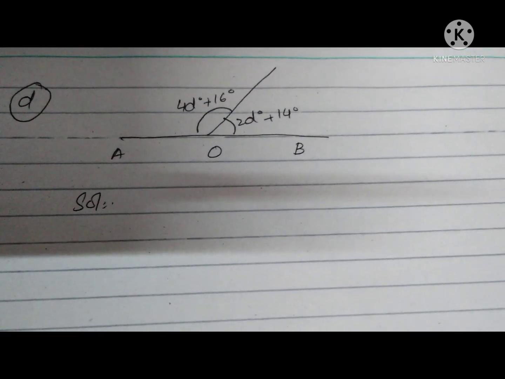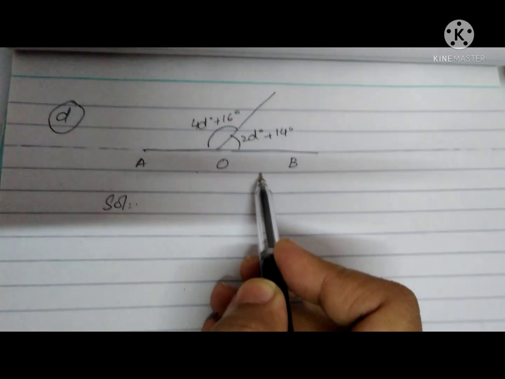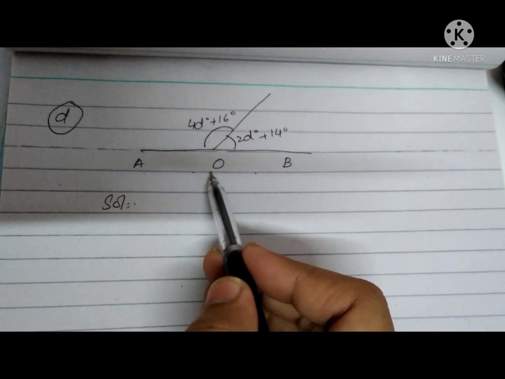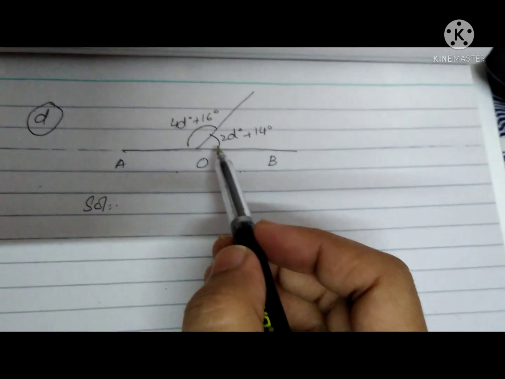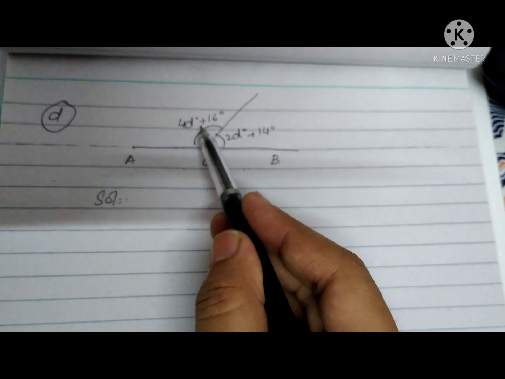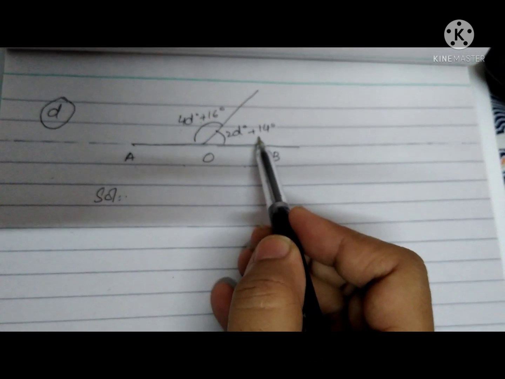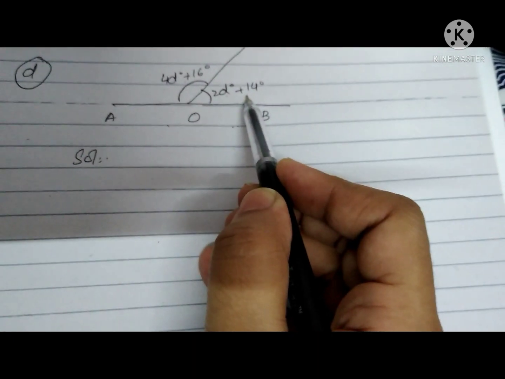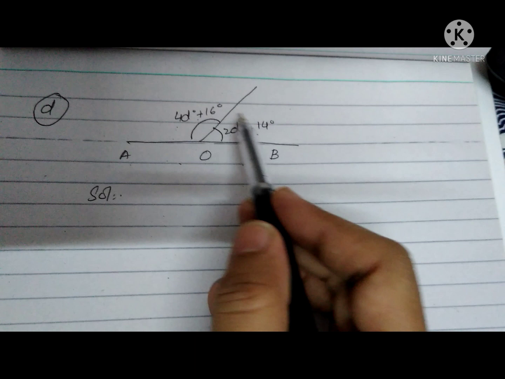AOB is a straight line as written in the question. So there is a line AOB. This is a straight line. On this straight line, we have two angles. One of the angles is 4D plus 16 and the next angle is 2D plus 14. And they are asking to find the value of the unknown in each of the following figures. So in this figure, the unknown is D, that is the variable.